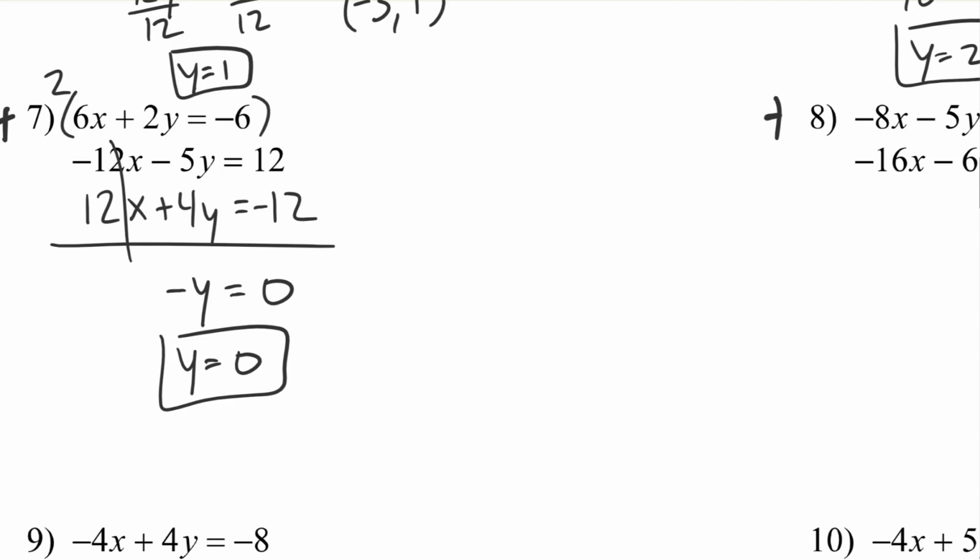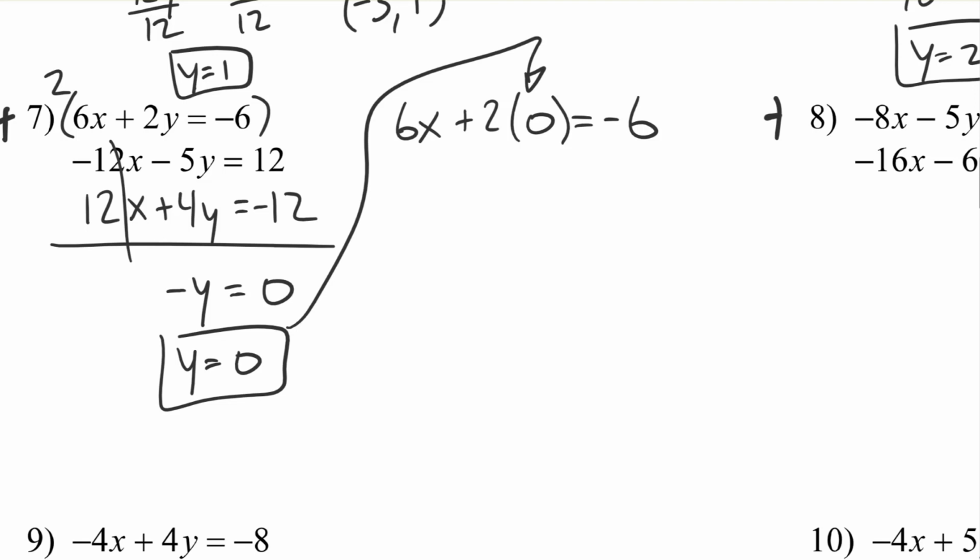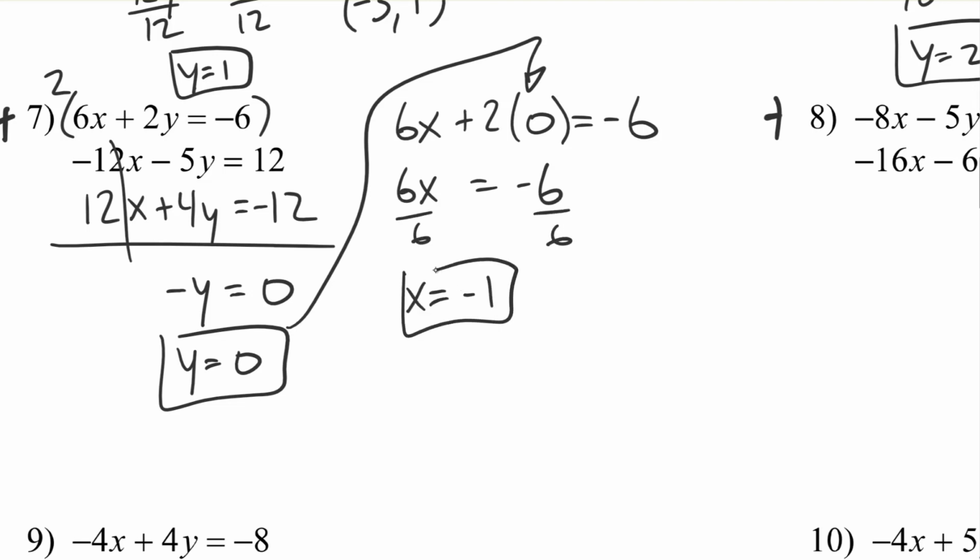And that's okay. So now let's plug it in. Let's use the top equation: 6x plus 2 times y equals negative 6. Substituting in our 0 for y, 6x equals negative 6, because 2 times 0 makes 0. Divide by 6, and x equals negative 1. So our intersection is negative 1, 0.